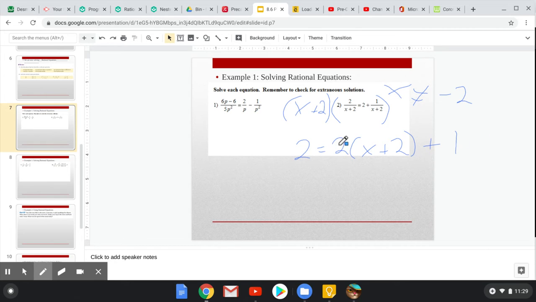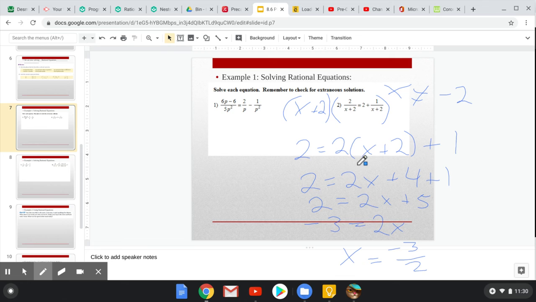And then we can distribute this and subtract the 1 to the other side. So we get 2 equals 2x plus 4 plus 1. Combine like terms, we get 2 equals 2x plus 5. Subtract the 5 to the other side, we get -3 equals 2x. Divide by 2, we get x is equal to -3 halves.